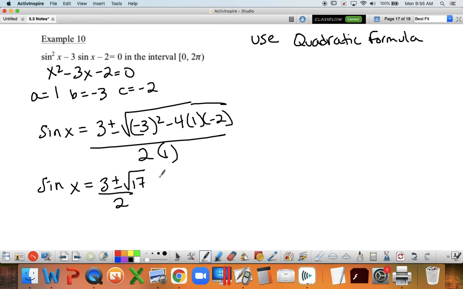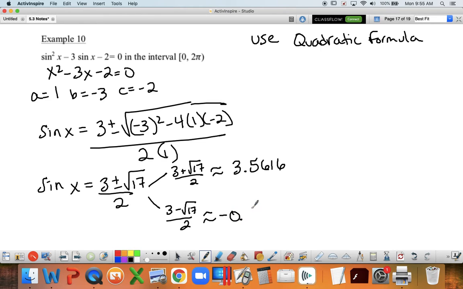And if that wasn't complicated enough, it's about to get more complicated. So what I'm going to do is figure out what both of these values are. So I'm going to do 3 plus the square root of 17 over 2, and 3 minus the square root of 17 over 2 to get these decimal approximations. So this one up here is 3.5616. This one here is negative 0.5616. Okay, so these are the values of sine of x. They are not the values of x, they are the values of sine of x.